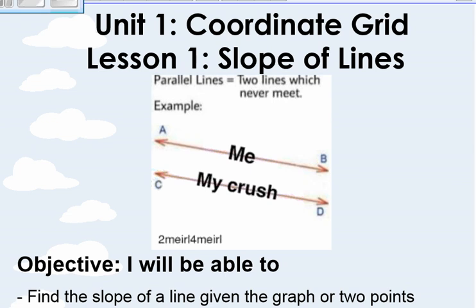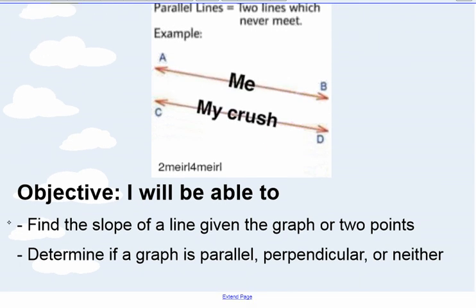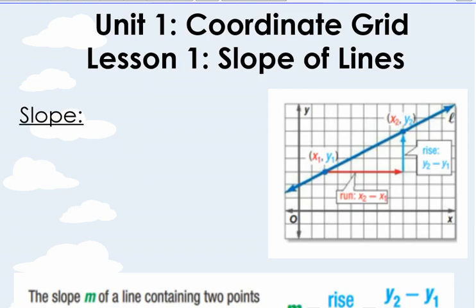Talk about slopes of lines today, which entails finding the slope of the given line, as well as determining whether or not that line is going to be parallel, perpendicular, or neither. Alright, so last class we talked about what the slope of the line is when we were talking about our vocabulary words. And it's going to be that measure of the steepness of a line.